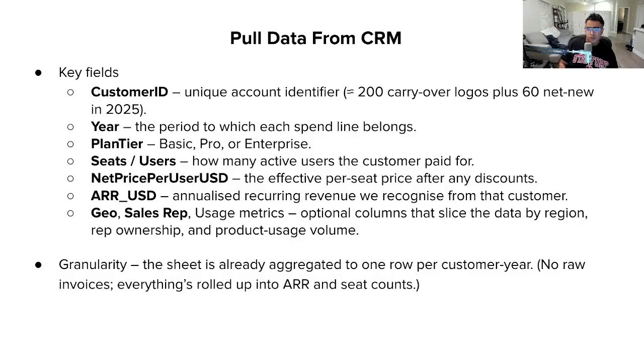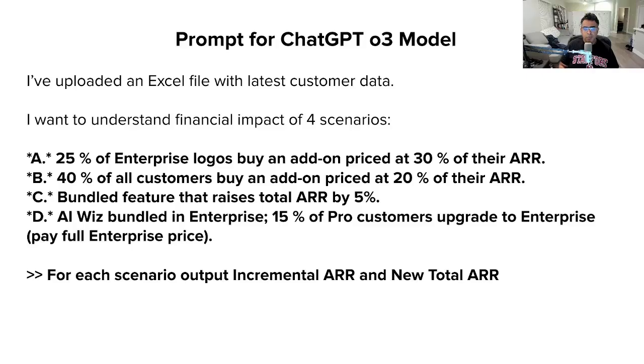You pick out your CRM data. Now, traditional CRM data will give you the customer, the year the deal was sold, the tier the customer is on, the number of users, if that is the metric that you've sold it on, the net price per user, the ARR from that customer, and so on. This is traditional data you'll find in most CRMs. Now, what you can easily do, instead of doing a lot of pivot tables, with the new AI technology, this is so easy for you to do.